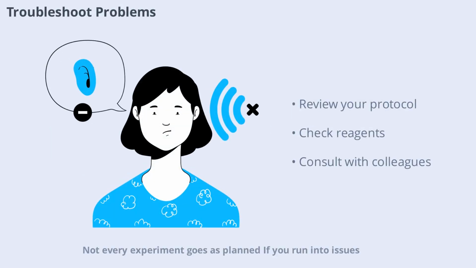Not every experiment goes as planned. If you run into issues, don't get discouraged. Troubleshooting is a normal part of research. Review your protocol, check your reagents, and consult with others to identify possible causes. Keeping detailed notes will help you pinpoint where things might have gone wrong and how to fix them.